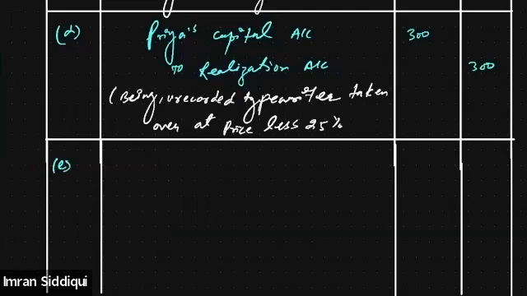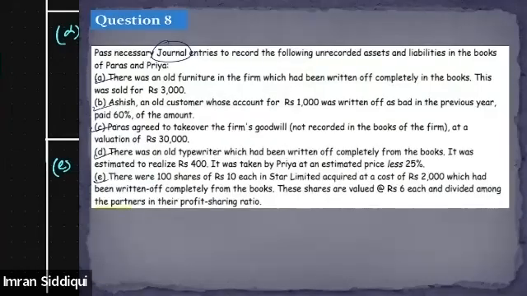the last one. And the last point says that there were 100 shares of rupees 10 each. That means 100 into 10, 1000 value of shares, which was acquired at a cost of rupees 2000, and had been written off completely from the book. Now these shares are valued at 6 each and being divided between the partners in their profit sharing ratio.